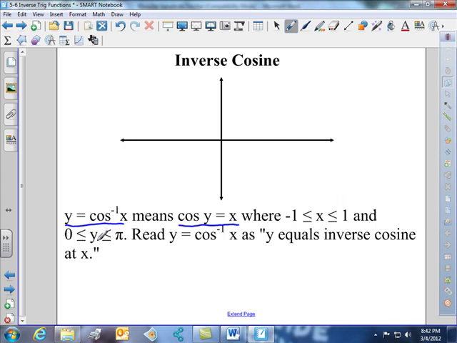And with the cosine, the y value, these angles are actually always going to be between 0 and pi. There is a reason for that. Again, I'll get into that tomorrow. But for now, it is important that you have all this information written down. Pause this if you need to.